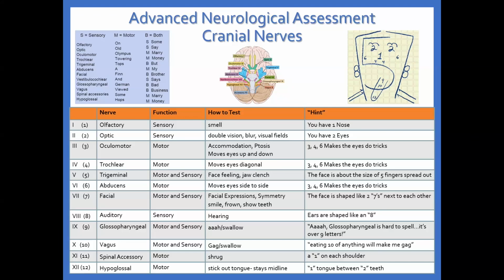Shrug is spinal accessory. Think about one on each shoulder and you can shrug them off. And then hypoglossal is 12, one tongue between two teeth. So if that helps you any, those are the little hints that I have over there.